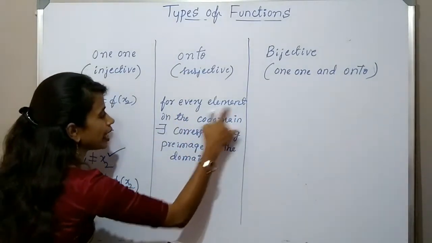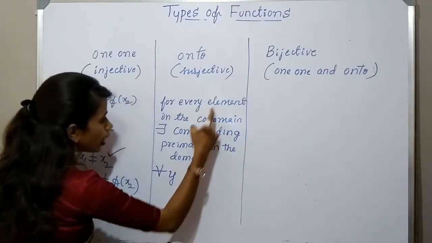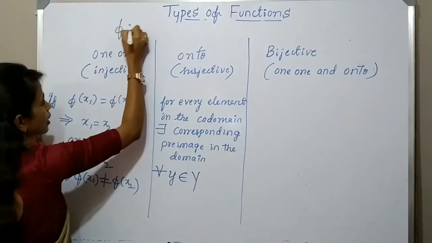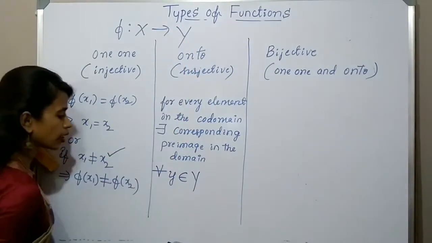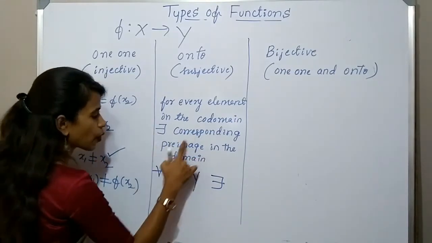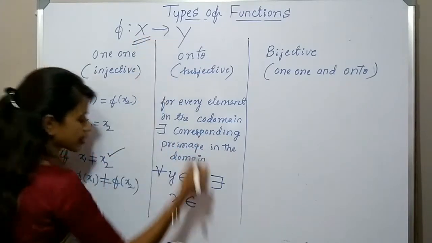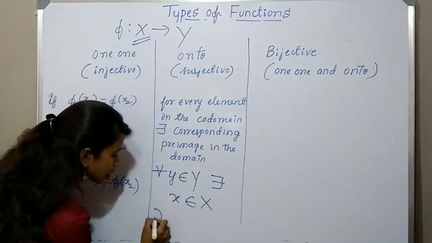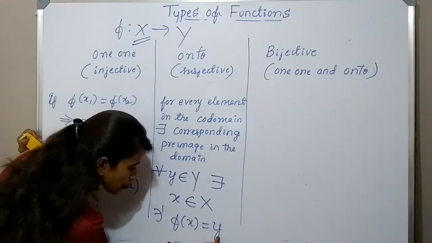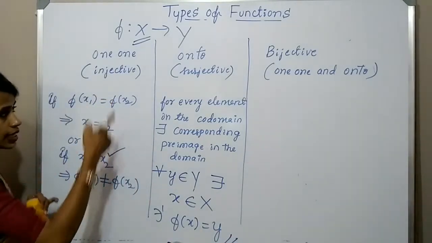That is, for every element in the codomain, that is for all elements, say y, in the codomain. In the codomain means the capital Y. If I take a mapping f from X to Y, codomain is Y. For every element in the codomain, there exists a corresponding pre-image in the domain, say x. In the domain is what? Here X. So x belongs to X such that f of x is equal to y. That is, image of x is y. Pre-image of y is x. Is it clear? So this is the definition for surjective.